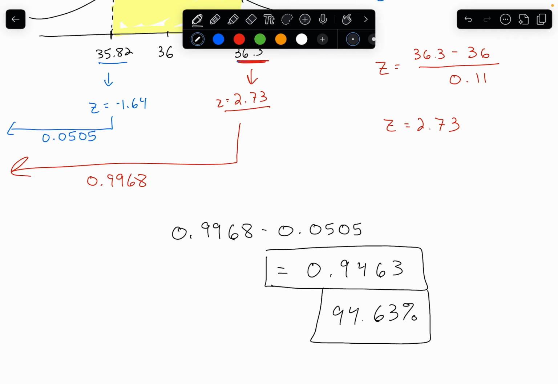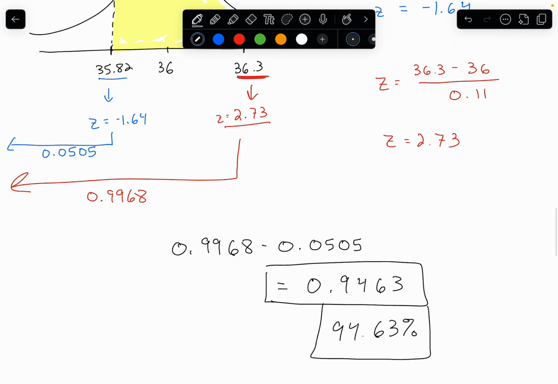So in all of these problems, I would highly recommend drawing a picture. I do think it's extremely helpful to visualizing that area, so that helps you to think about, okay, do I want area to the left, area to the right, area in the middle, perhaps area in the tails. That picture really helps you visualize it and makes the rest of the problem a whole heck of a lot easier.